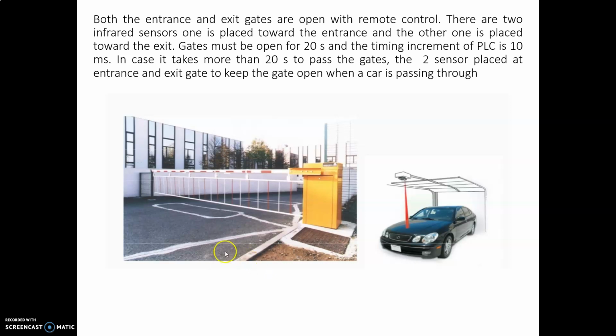Here we have two sensors. The first sensor is at the entrance point and the other one is at the exit point. We need to draw a logic diagram that will open this gate automatically, and this should be done with certain conditions. So what are those? Let's try to understand. There are two sensors, one placed at the entrance and the other at the exit.